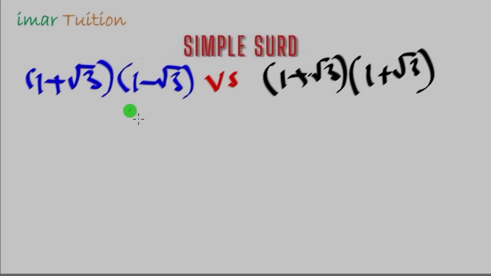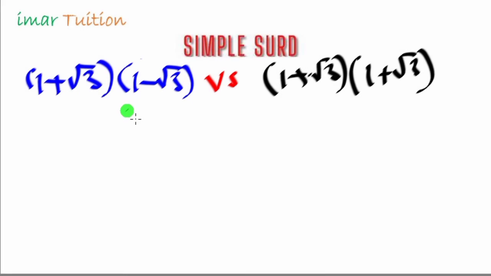In front of us here, we have two brackets to solve. Actually, they are the same, but if you look at it, here we have plus minus, here we have plus plus. We want to see what we arrive at in solving these two expressions.